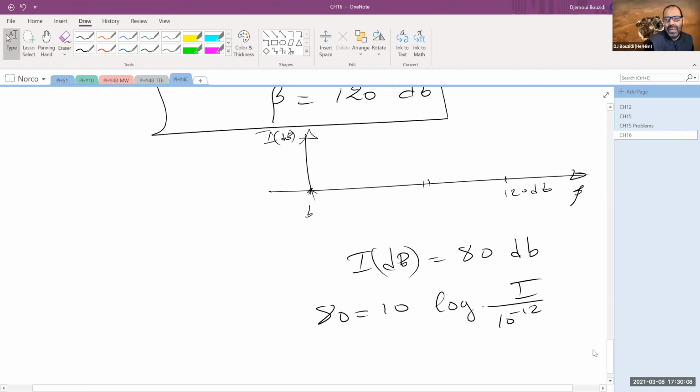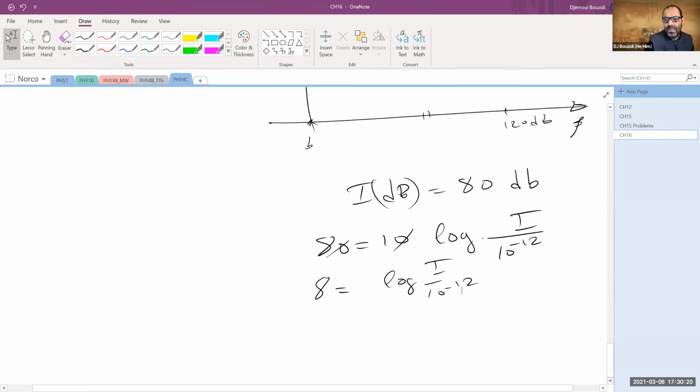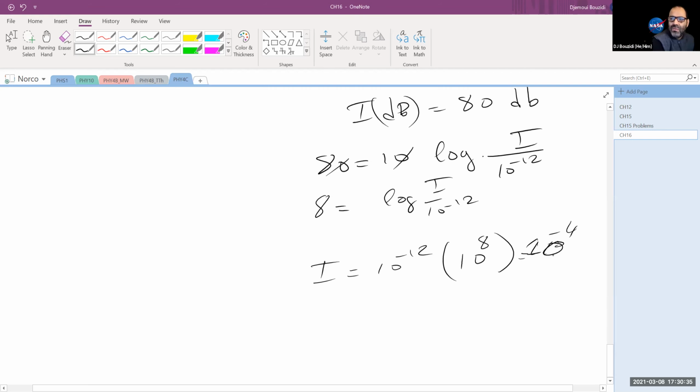If I try to find I in this case, I have to erase everything. So by the way, 80 divided by 10 is just 8. So 8 is the log in this case of I over 10 to the negative 12. That means that I itself is equal to 10 to the negative 12 times 10 to the power 8, okay? And if I work out my algebra correctly, that is 10 to the negative 4 watts per meter squared, okay? Or 0.0001 watts per meter squared.